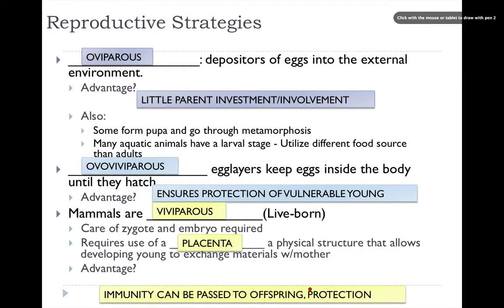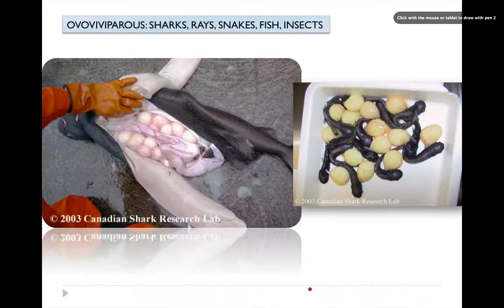Advantages to that, obviously much better protected. And with a placenta in place, immunity can be passed to the offspring. So it has some genetic tools for fighting off infections when they're vulnerable at a young age.